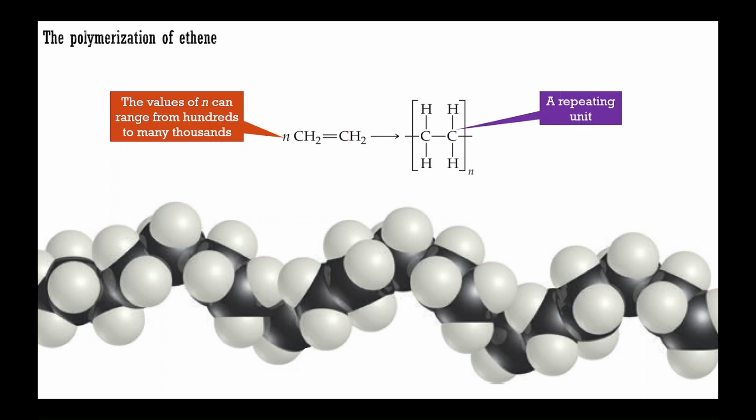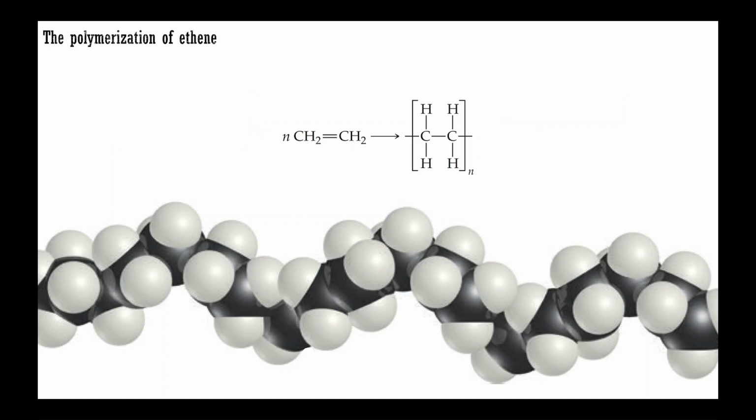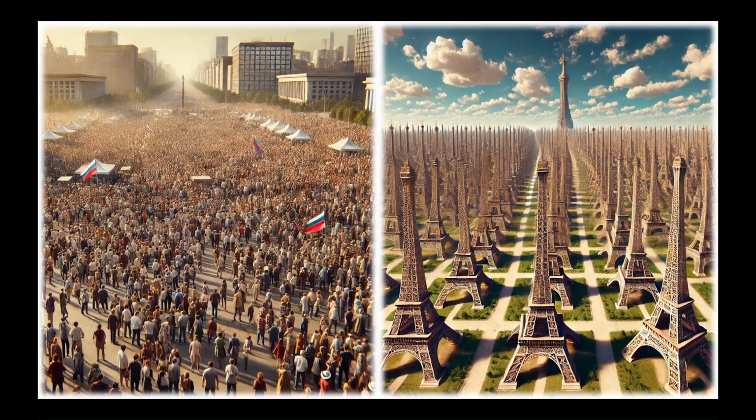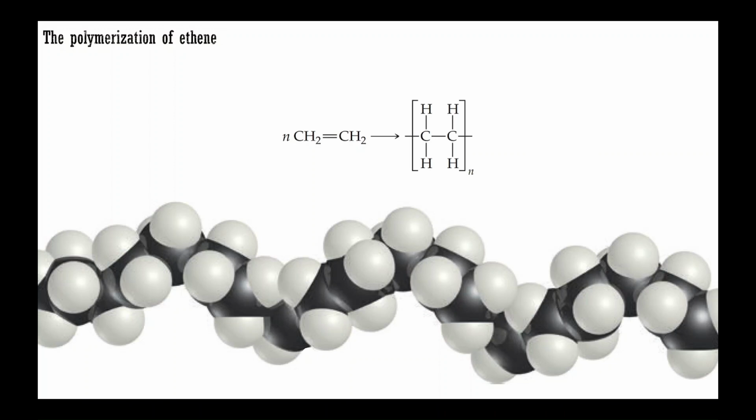Within the polymer, a repeating unit appears along the entire chain. In this equation, the repeating unit for polyethylene is shown in brackets. Polyethylene is a very important commercial material. More than 10 billion kilograms of polyethylene are produced globally each year. This is a huge amount. It is equivalent to the weight of about 1.4 billion people and is roughly 100 times the weight of the Eiffel Tower. However, although polyethylene has a simple composition, manufacturing this polymer is not an easy task.